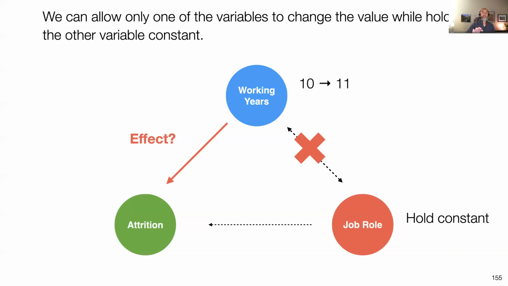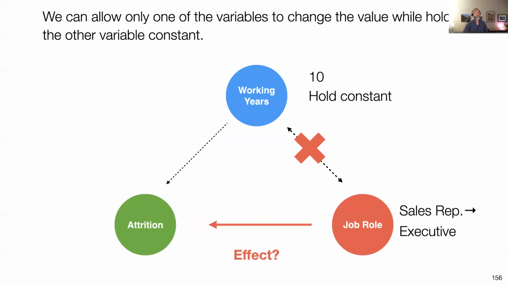Then if we change only working years from 10 to 11 or 11 to 12 or something like that, does attrition change? The ratio of attrition change? If that's the case, then we can say working years have some effect on attrition. And the other case as well.